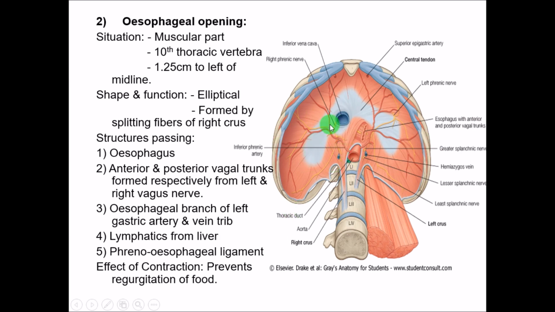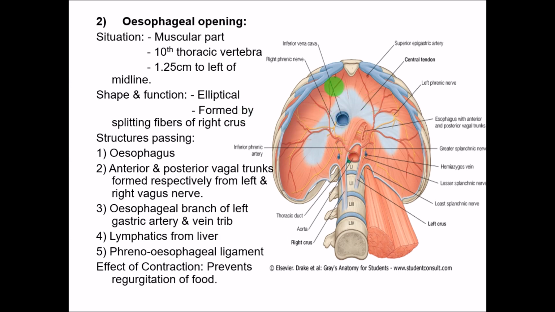The liver, as you know, lies pushing the dome of the diaphragm, so some of the lymphatics coming from the liver also drain into the thorax through this opening. Then the phrenicoesophageal ligament will also be there. That is the small ligament which holds the esophagus, connecting the diaphragm itself with the esophagus. You can appreciate this when you study the development itself.